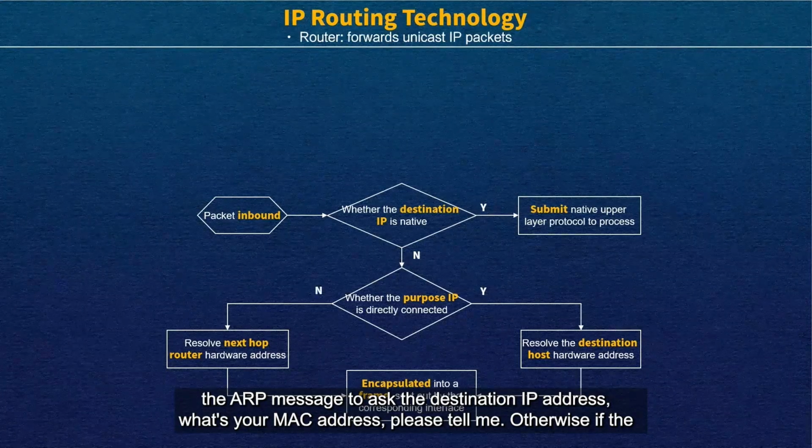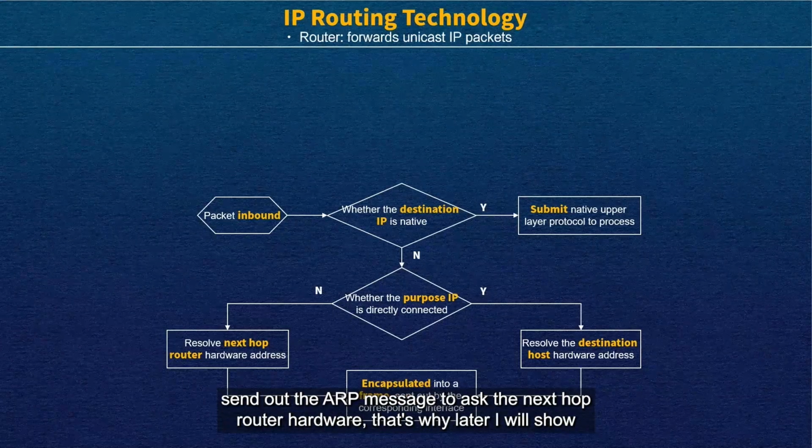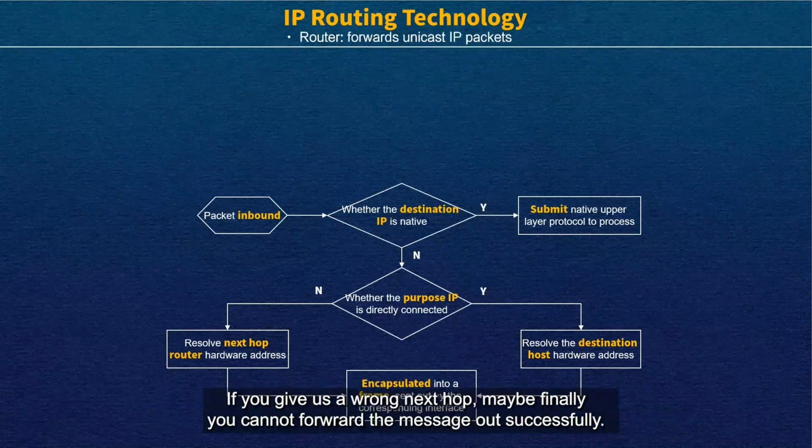Otherwise, if the destination IP address is not directly connected to an interface of the router, I will continue to send out the ARP message to ask for the next hop router's hardware address. That's why later I will show you the IP routing table. The next hop parameter is very important. If you give the wrong next hop, maybe finally you cannot forward the message out successfully.